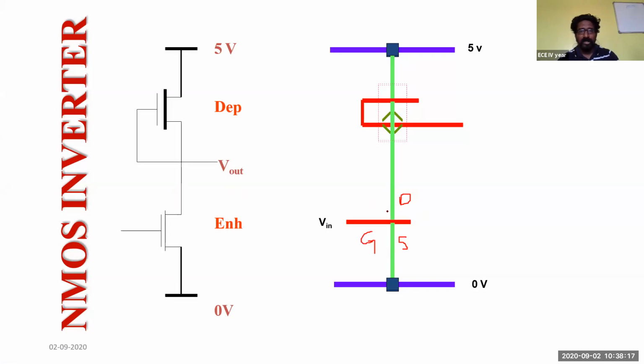The N diffusion is connected here. Between the N diffusion, we have one polysilicon. And both blue lines indicate the rails, the VDD rail and the ground rail.